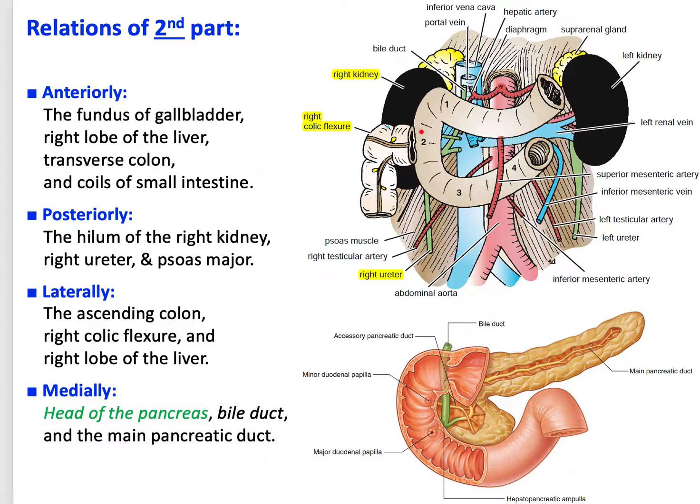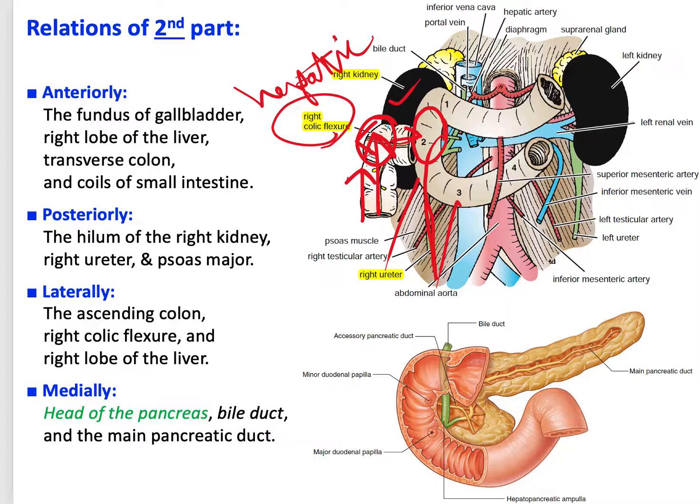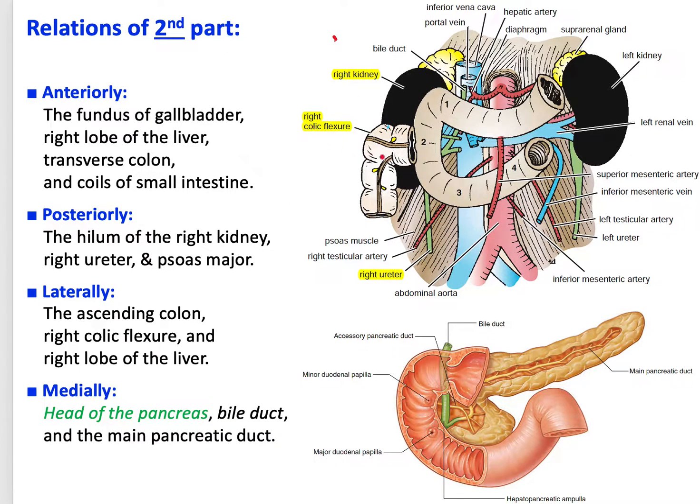Now, posteriorly, we have, guys, the right kidney. So this is the hilum of the right kidney with, of course, the right ureter and the psoas major muscle on which the ureter travels. Laterally, you have the ascending colon and right colic flexure. You know the right colic flexure because this is the ascending colon, and the transverse colon. This angle is the right colic flexure, or sometimes they call it the hepatic colic flexure. We also have some part of the right lobe of the liver that covers some part of it.